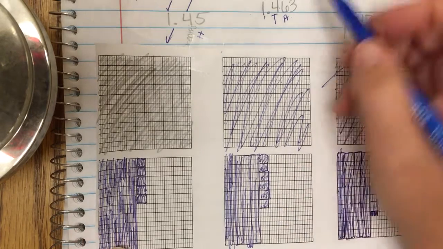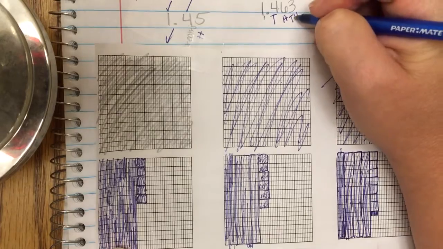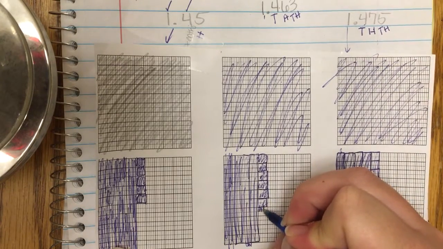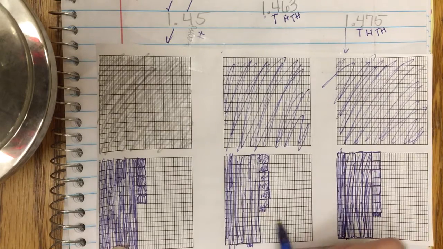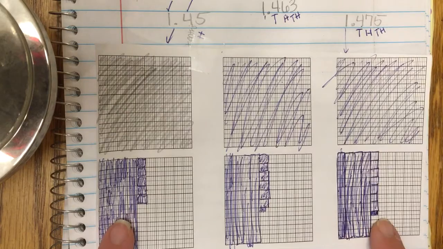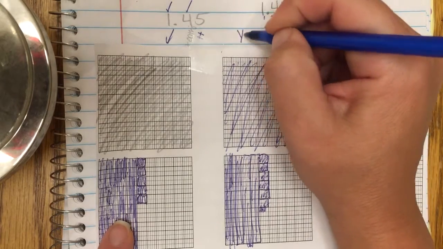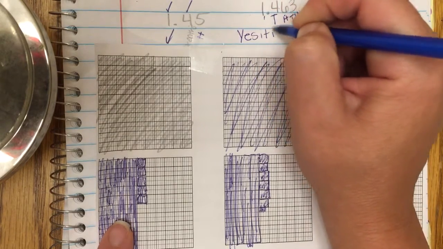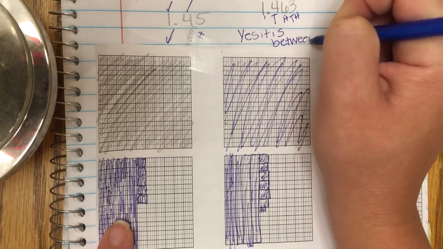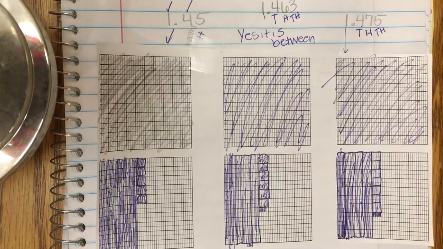Now I have to do my last one, which is thousandths. So I need to put in 1, 2, 3. Those little 3 really didn't make a difference. So is this number between these? Yes, it is between. Let's look at another model to prove that, and then we'll do some writing about it.